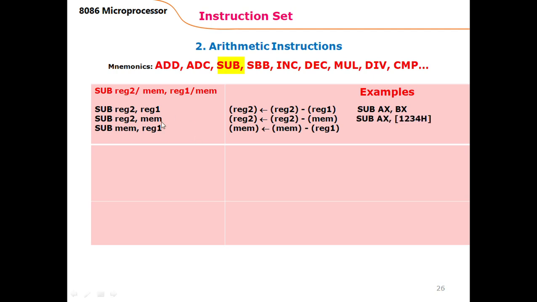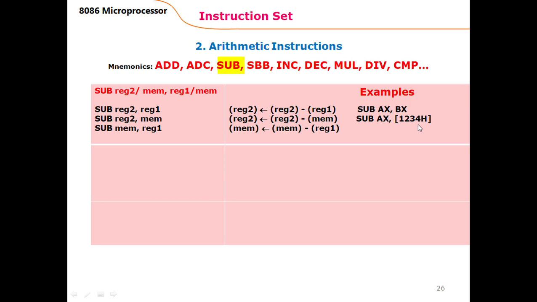One of the operands can be a memory location, where the source of the data is the memory location, while the destination of the result is a register. The content in the memory location is subtracted from the content in the register, and the result is stored into the register. As an example of this form, SUB AX, 1234H enclosed in brackets. Remember that when a value is enclosed in brackets, it is not a value, but it represents an address. So this is a memory addressing mode.